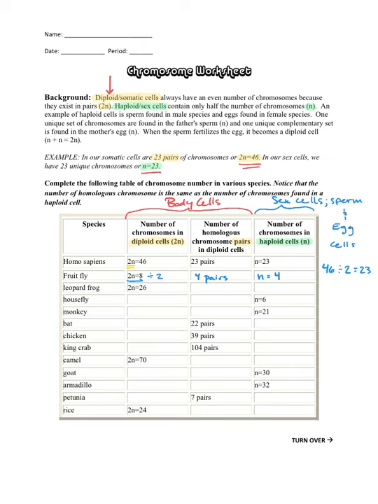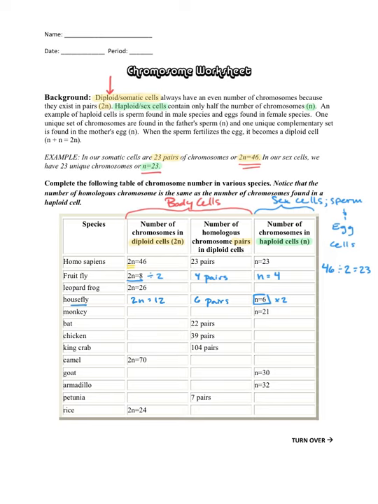If we do that math backwards, like with the housefly, for example, houseflies have 6 chromosomes in their haploid cells. So 6 times 2 will give us the diploid number, which means that 6 times 2 equals 12 chromosomes in their diploid cells. And if there are 12 chromosomes total in a diploid cell, that means there are 6 pairs of chromosomes in a diploid cell. And we can do one more example.